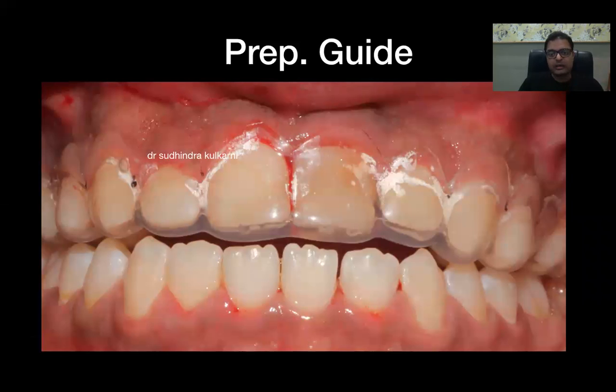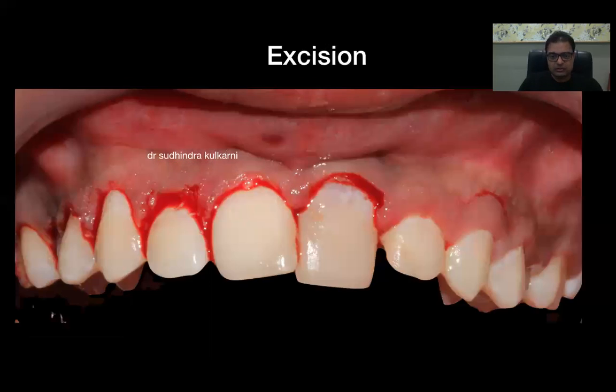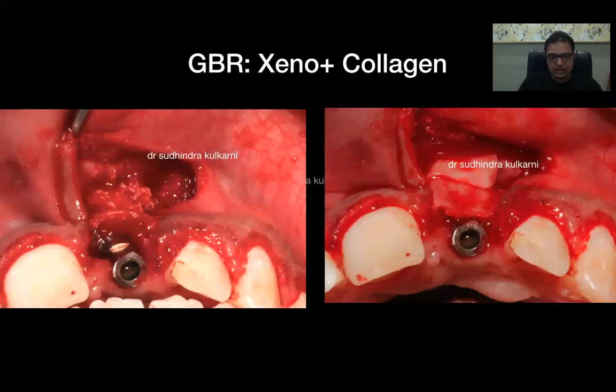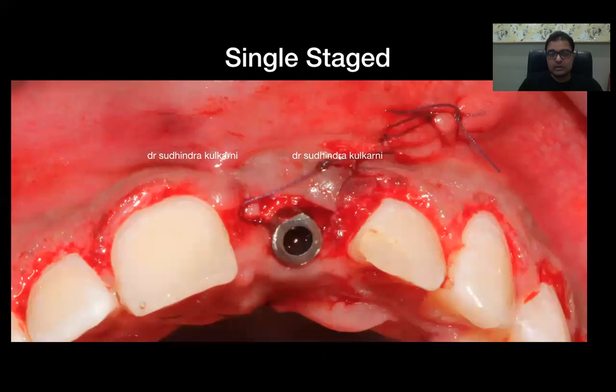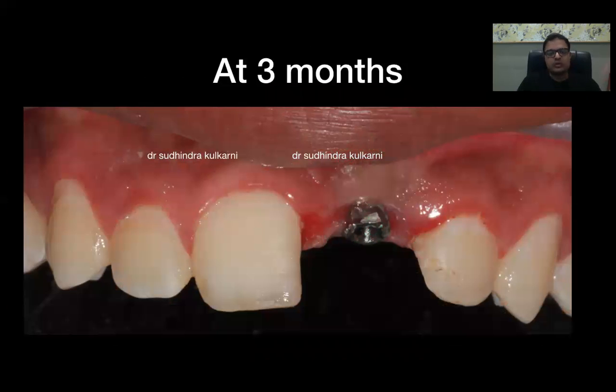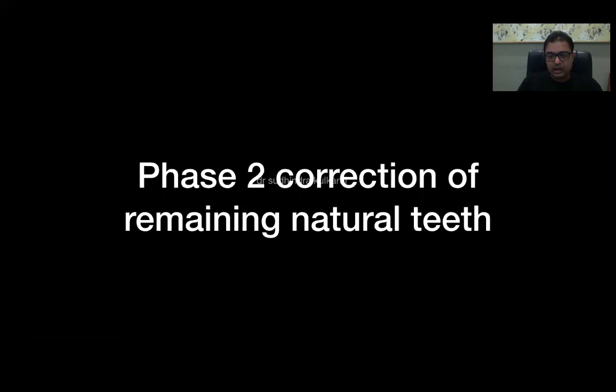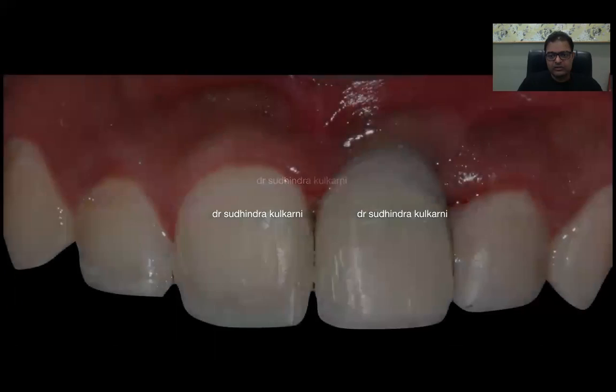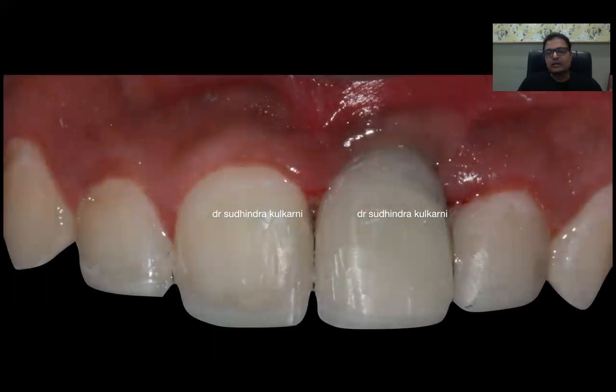So we first planned the round of gingival excision. So just a nice gingivectomy was done, implant was placed, GBR was done. And then at the time of uncovering, we thought the contour we had achieved was not adequate. So we did a second round of gingivectomy and then started temporizing.